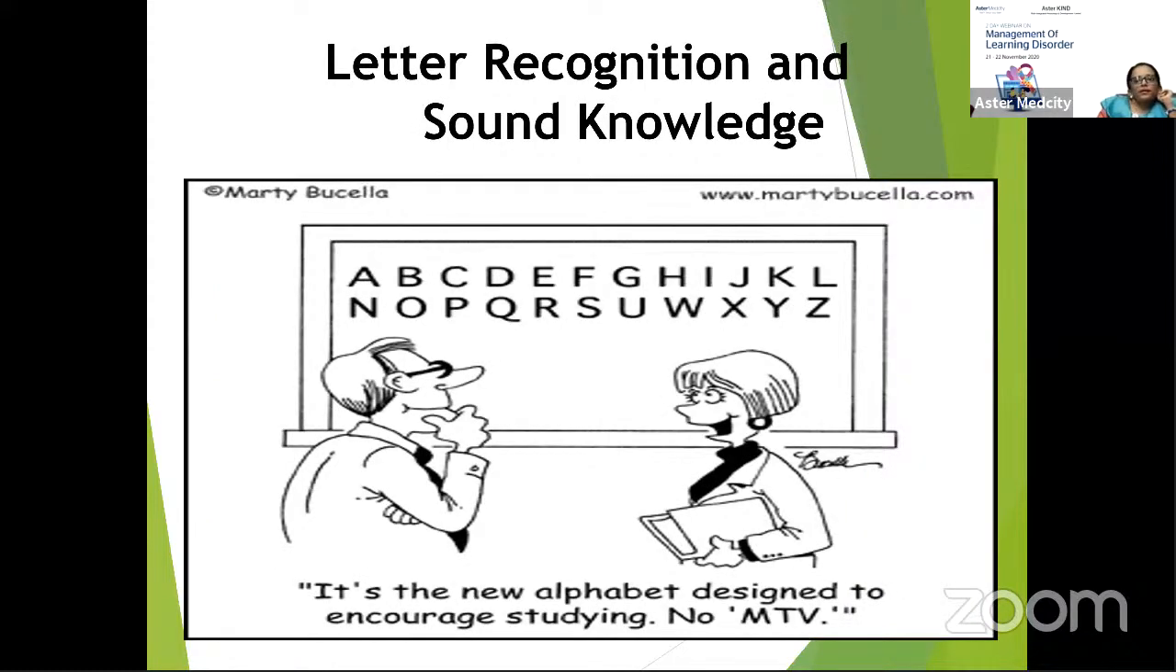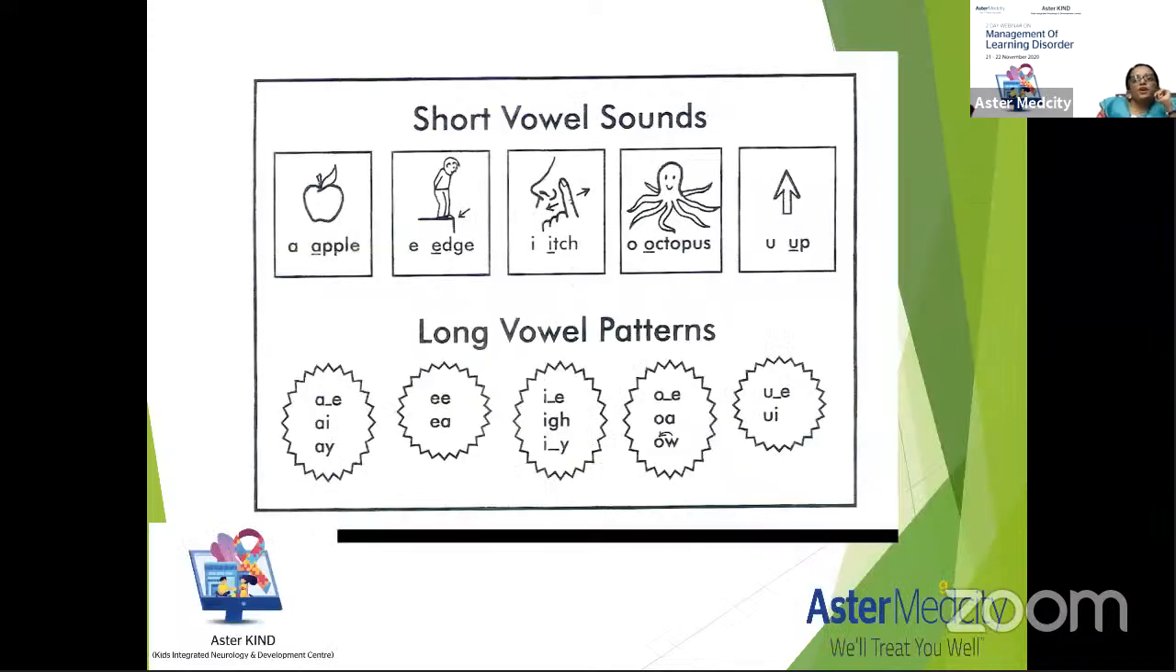So the first thing is letter recognition and sound learning. First we teach the letters and then we introduce the sounds. For sounds, we introduce short vowel sounds. Basit sir had mentioned earlier that English is not a transparent language. English is an opaque language. We have 26 letters, but we have 44 sounds. Each letter sounds differently, so that differentiation is very important. So teach or train them like that.